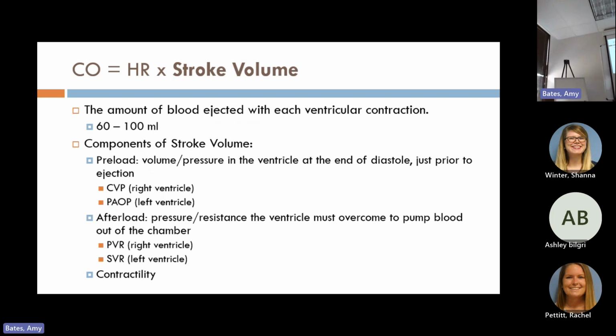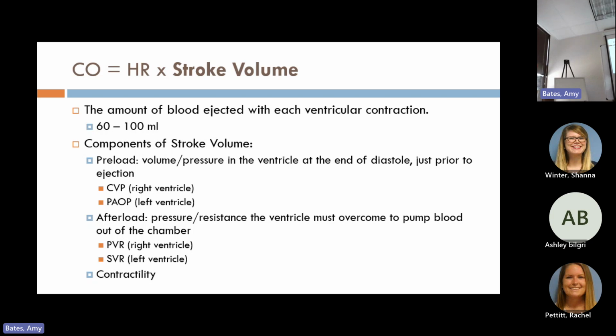Your stroke volume is the amount of blood ejected with each contraction. It's usually about 60 to 100 mLs is what's being contracted out with every beat. You don't eject out everything that's in your ventricle. You do have some that's left over. The preload is the volume or the pressure that's in the ventricle at the end of diastole. So just right prior to ejection. So as the heart's relaxing, the atrium contracts, they put 25 to 30% more blood into the ventricles. Then the ventricles are going to squeeze, right? That's your preload at the very end of diastole.